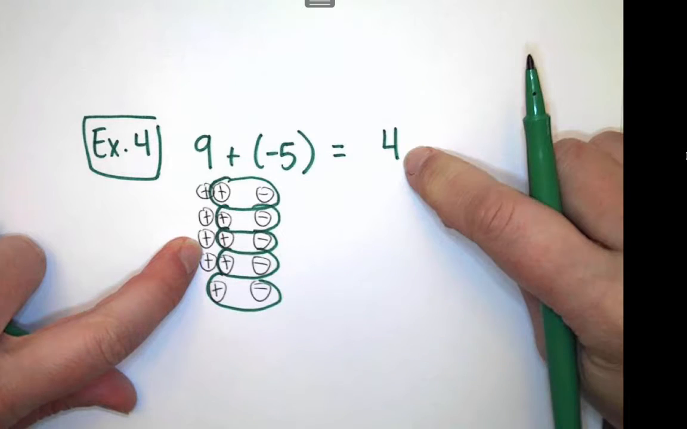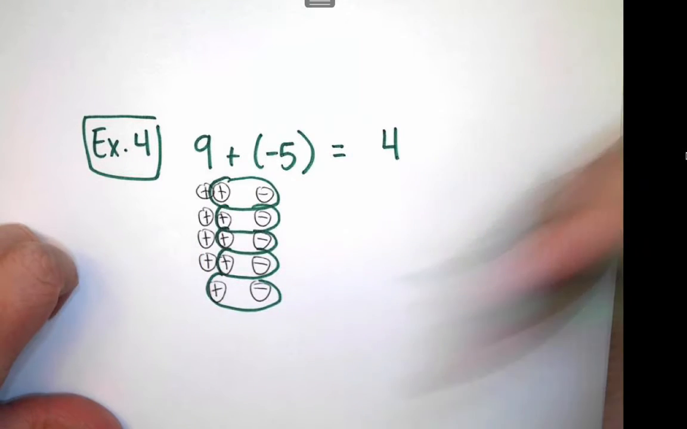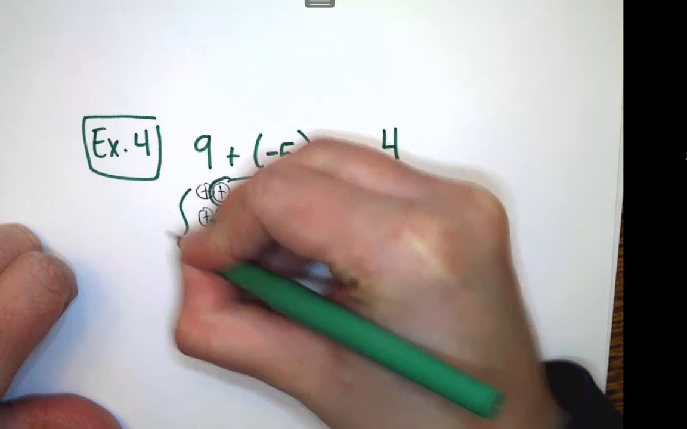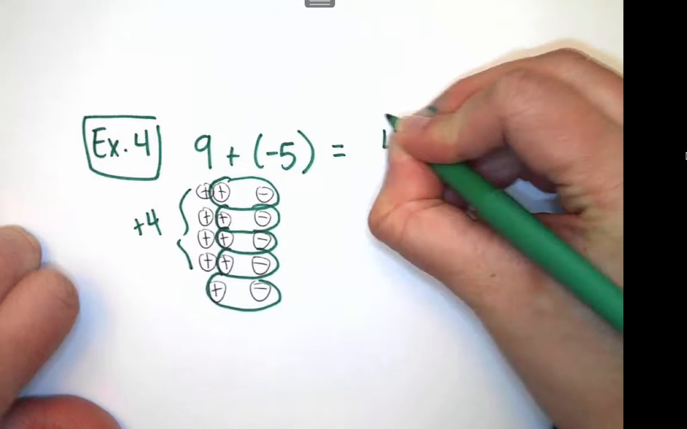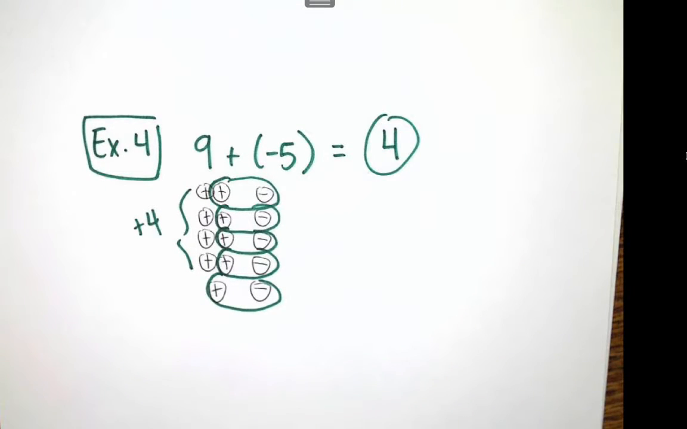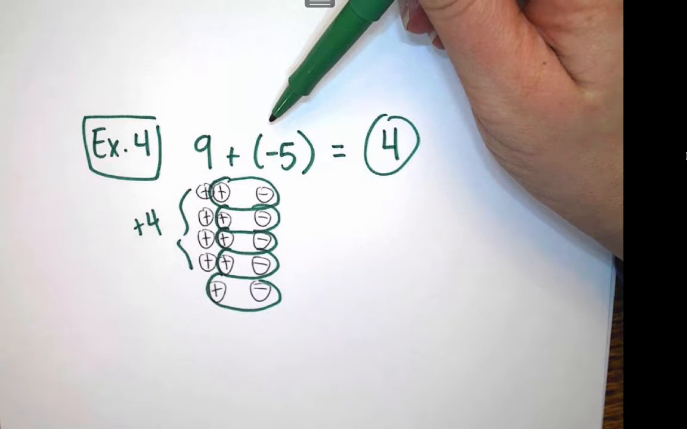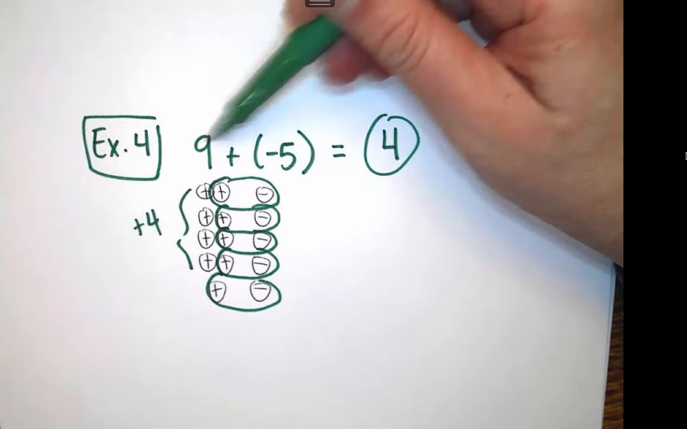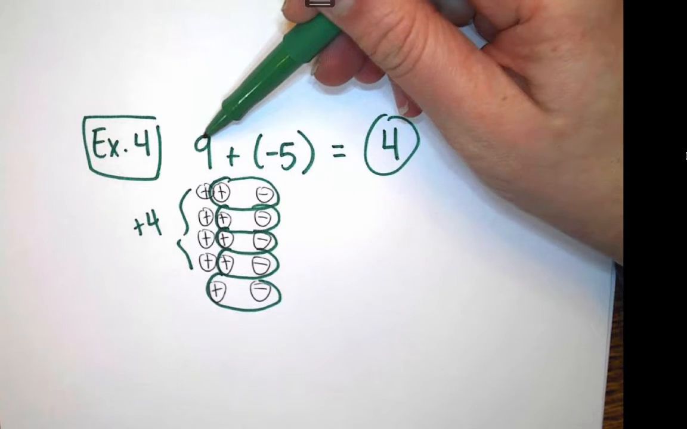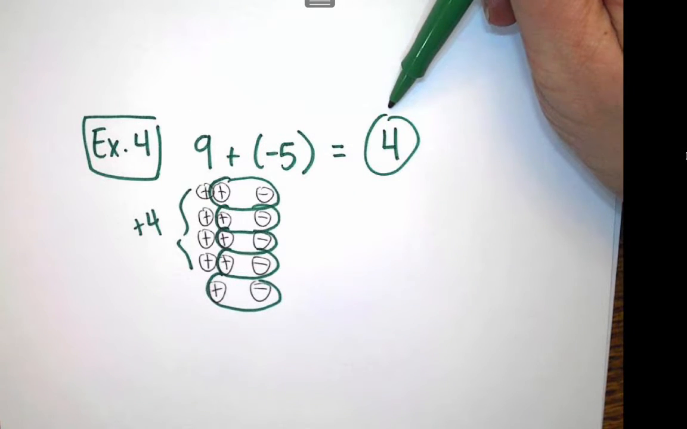And what are the 4? Are they positive or are they negative? Oh, they're positive. These are 4 positive numbers. So my answer should be a positive. So here's our rule. Different signs, we're going to subtract them, but we're going to keep the sign of the larger value. 9 is larger, it's positive, so this is positive.